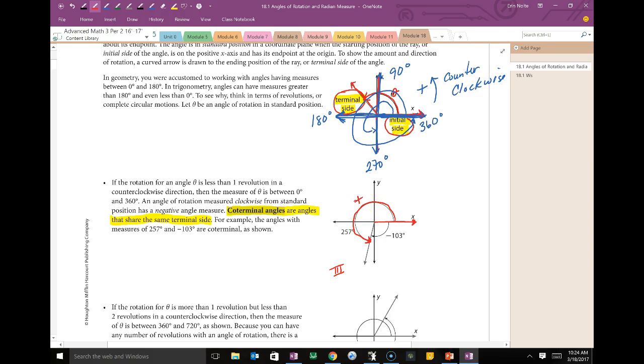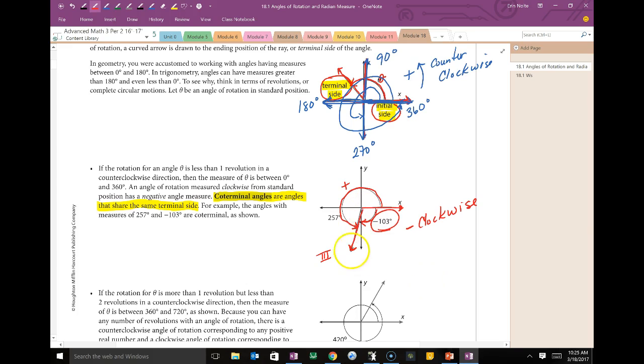If we were going to go in a negative direction, you simply go clockwise. Okay, so this is going to land at the exact same place. So notice that that is a negative direction. Negative directions go clockwise. So they go downward, and we land in the exact same spot, which is called a coterminal angle.